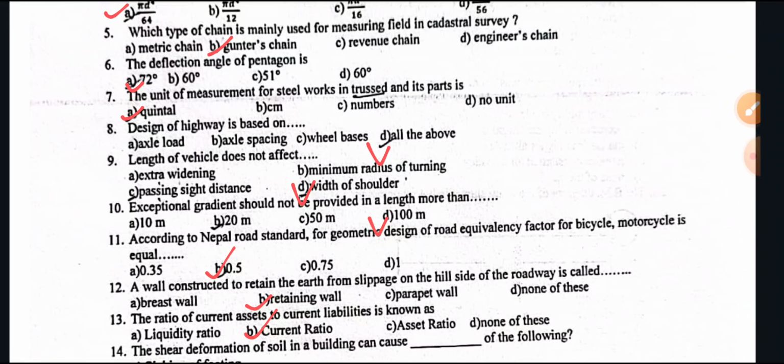According to Nepal road standard for geometric design of road, equivalency factor for bicycle motorcycle should be 0.5. A wall constructed to retain the earth from slippage on the hillside of the roadway. So it is talking about the slippage on the hillside of the roadway. So to protect it, we use retaining wall.